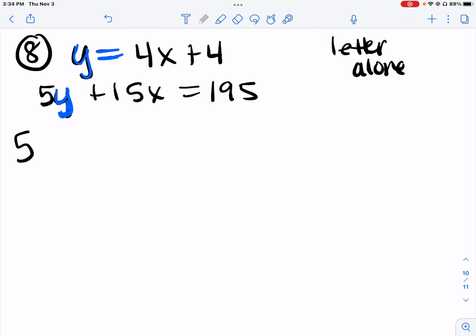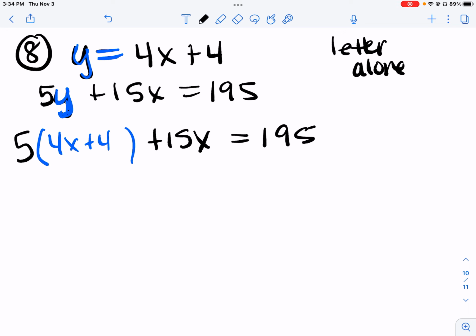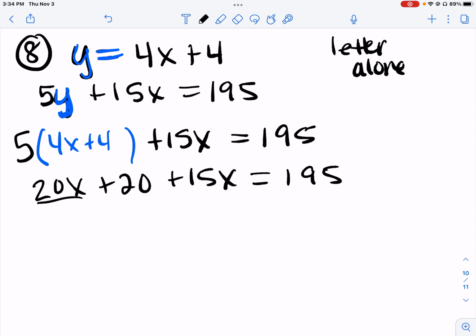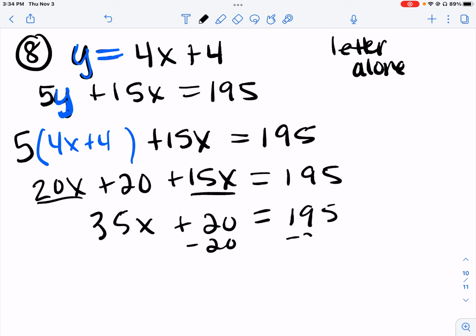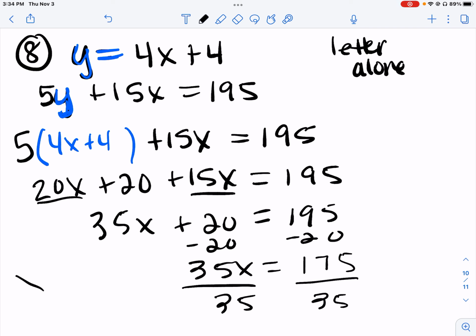So 5 times y is 4x plus 4, and rewrite the rest of it. Distribute the 5. Combine the like terms. Subtract 20. Divide. So we get x equals to 5.